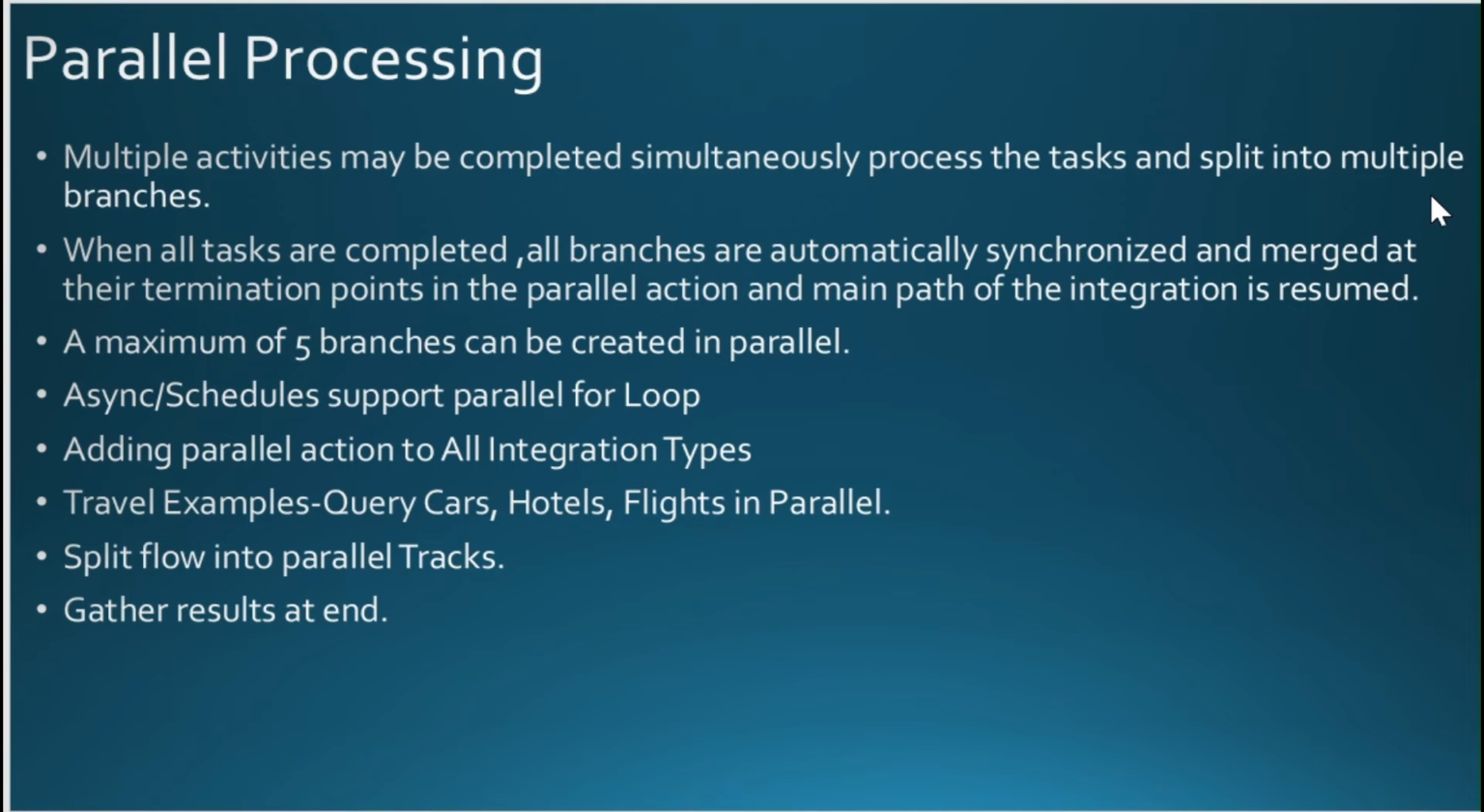Next one is parallel processing. By using this activity, we can perform multiple tasks simultaneously within a flow. In real time, say you have an upgrade request, and you have to get the request from multiple sources, and you want to perform multiple tasks, like inserting the data into multiple tables within a flow. In that scenario, we use parallel processing. A maximum of 5 branches can be created in parallel.